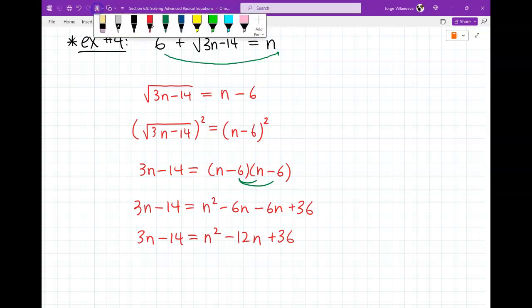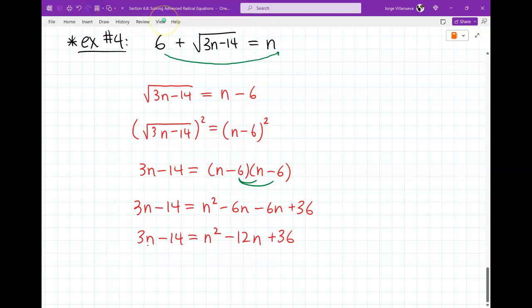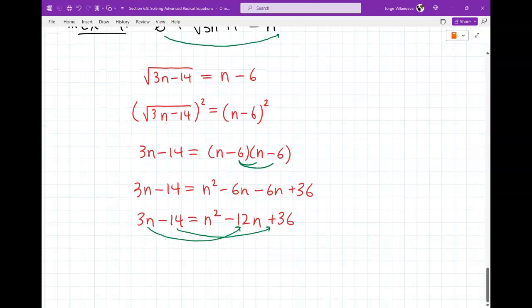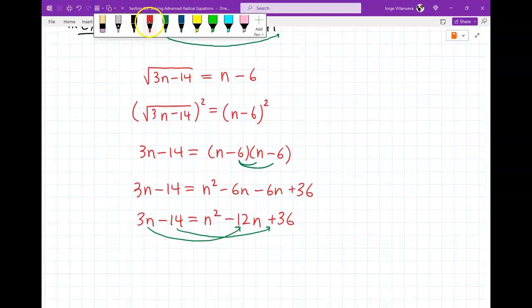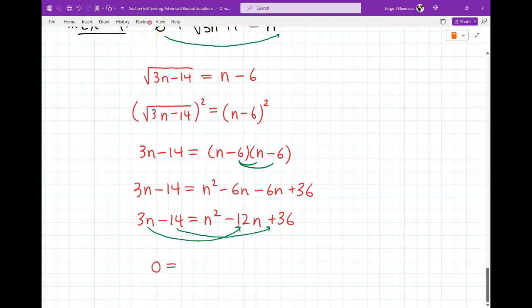So, all right, I'm going to move the positive 3n over to the right. It's going to become a negative 3n. And I'm also going to move the negative 14, and it's going to become a positive 14. So here we go. I get 0 equals n squared. Negative 12n minus 3n is negative 15n. And then 36 plus 14, that's positive 50.